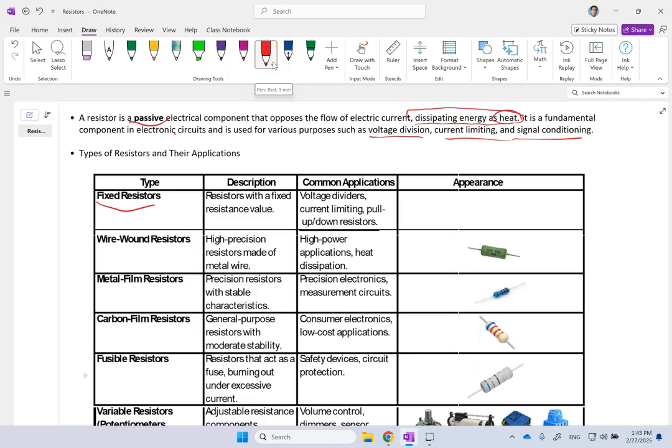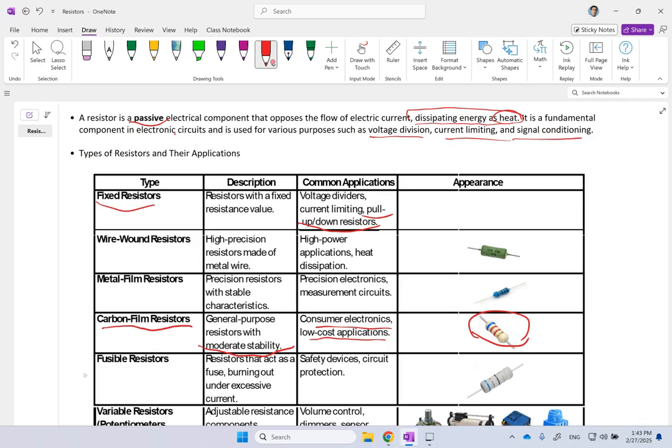And we use them for all sorts of applications, as I said, limiting currents, voltage dividers, and so on and so forth. In electronics, if you have seen my videos, we use them for pull up and pull down resistors and so on. So there are all sorts of ones. The one that you see most around are these guys called carbon film resistors. These are kind of like the most common, cheapest ones that their stabilities are moderate, and they are used in consumer electronics and for low-cost applications.